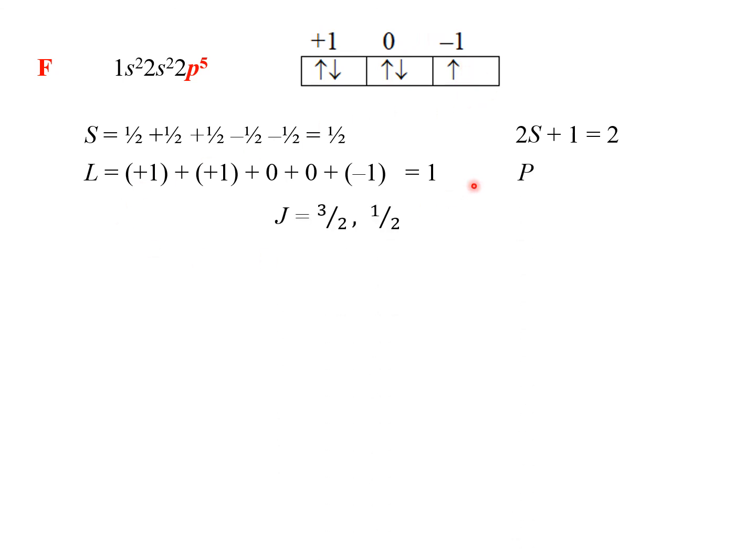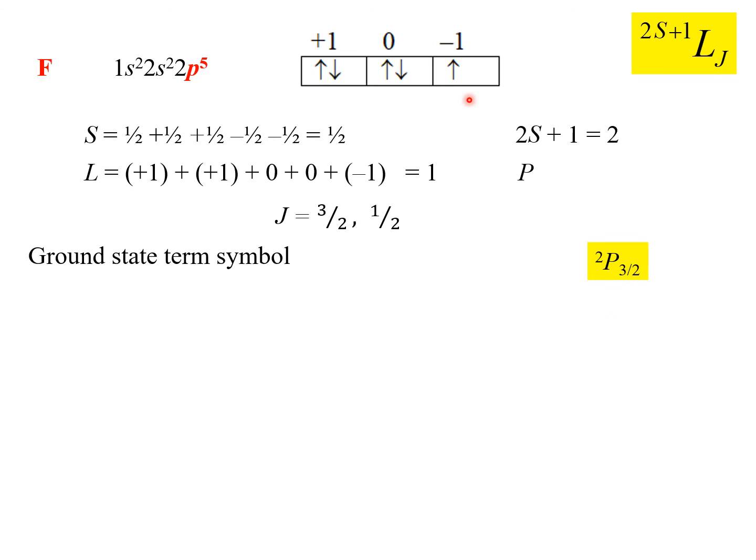Now comes the J value. Since the L value is 1 and the spin is half, it will have 3 by 2 and half. But since the system is more than half filled, the higher J value is the ground state. Therefore the ground state term is 2P 3 by 2.